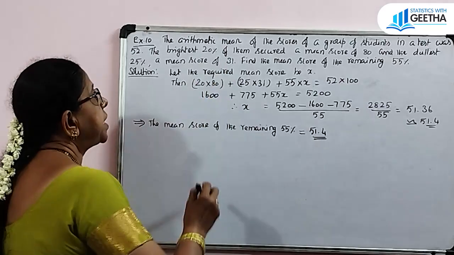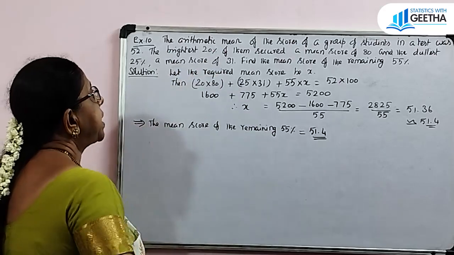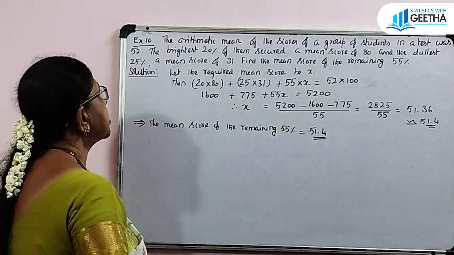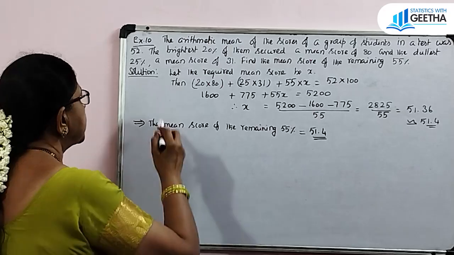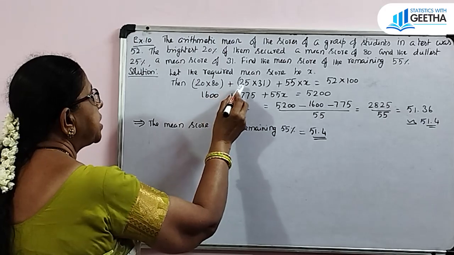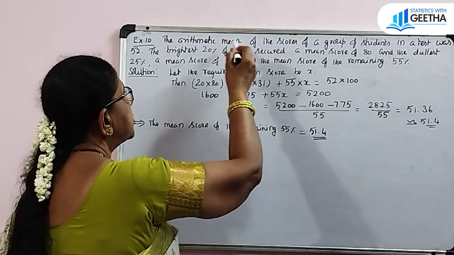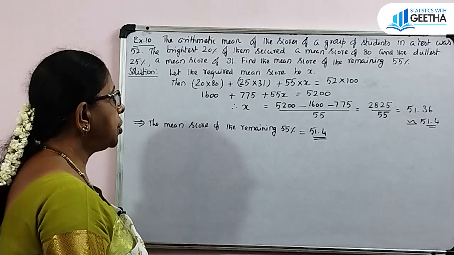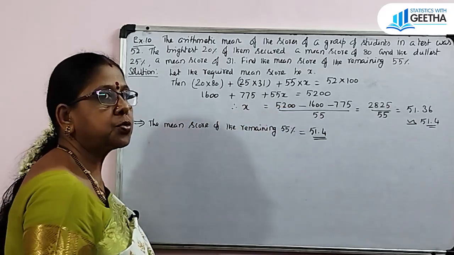Exercise number 10. The arithmetic mean of the scores of a group of students in a test was 52. The brightest 20% of them secured a mean score of 80 and the dullest 25% a mean score of 31. Find the mean score of the remaining 55%. Solution பாருங்க, let the required mean score be x. Then 20 into 80 plus 25 into 31 plus 55 into x equal to, average வந்து நமக்கு முதலே கொடுத்திருக்காங்க total of the classக்கு 52. So 52 into 100, that is 1600 plus 775 plus 55x equal to 5200.